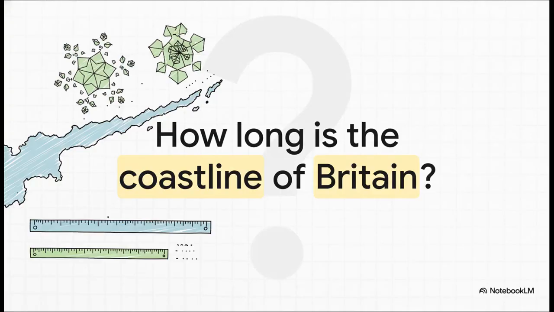How long is the coastline of Britain? This is a famous paradox for a really good reason. If you take a giant ruler, say 100 kilometers long, and lay it along the coast, you'll get one answer. But what happens if you use a 1-meter ruler? Suddenly you can get into all the tiny little nooks and crannies, and your measurement gets way, way longer. So what if your ruler was infinitely small? The coastline would literally become infinitely long. It's pretty clear our standard way of measuring things just breaks down here.